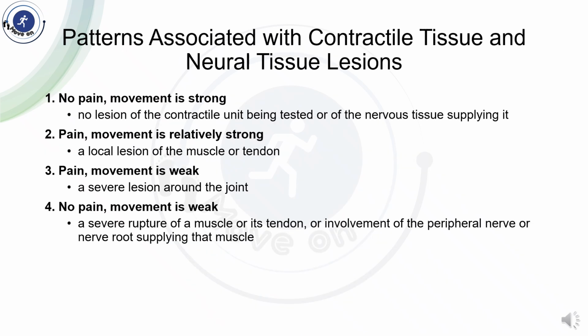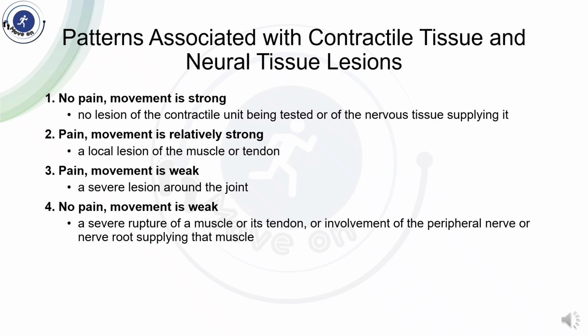Patterns associated with contractile tissue and nervous tissue lesions are: no pain, movement is strong; pain, movement is relatively strong; pain, movement is weak; no pain, movement is weak. 1. Strong and pain-free movement indicates that there is no lesion of the contractile unit being tested or of the nervous tissue supplying it. There may still be muscle tenderness or pain on palpation, but the muscle and its nerve supply are unlikely to be the source of the patient's symptoms.